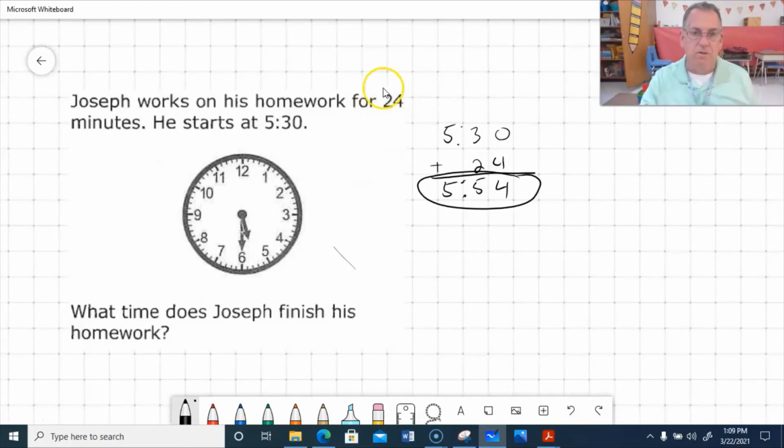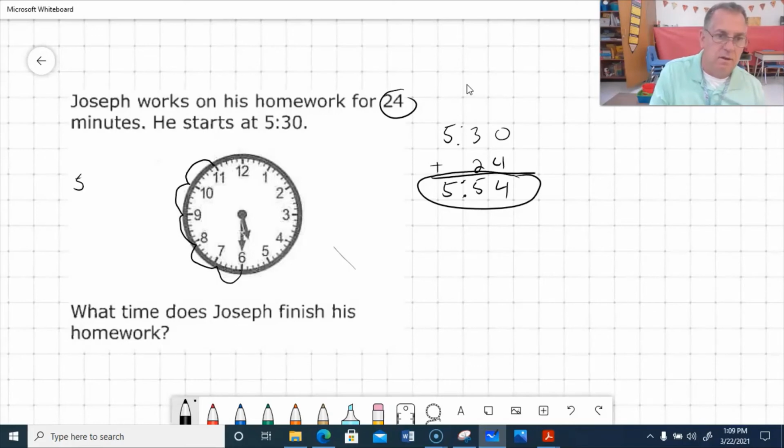I can go ahead and take my 24 right here. And since I don't want to go through here and count each individual minute on my clock here, I like counting by fives. I'm just going to round that one up to 25. And then what I'll do is after I do my time, I'll take 1 minute away from that. And that'll show me what time it is when he finishes his homework. So I'm going to add 25 minutes to 5:30. That would be 5, 10, 15, 20, and 25. And right there, that puts me at 5:55.